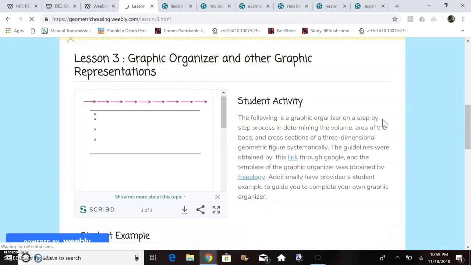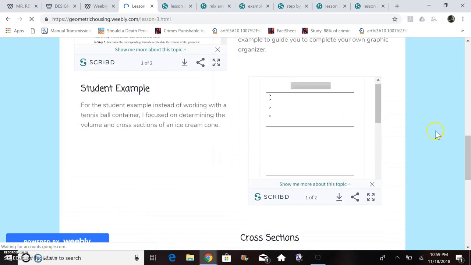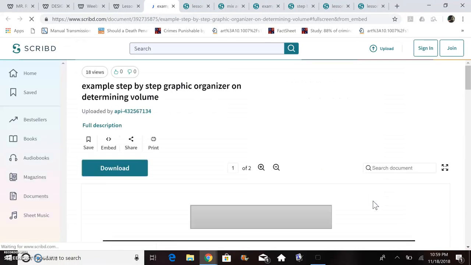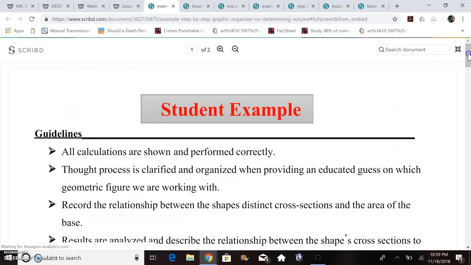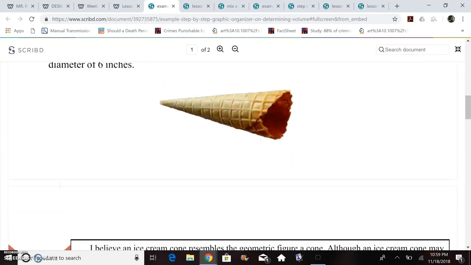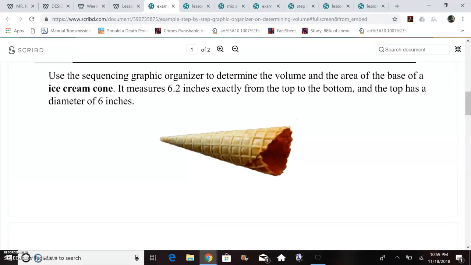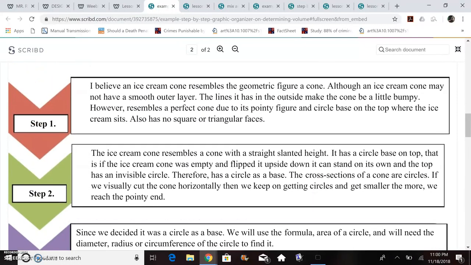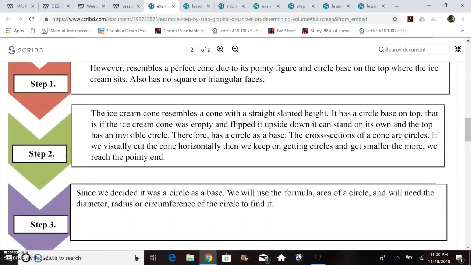Now let's briefly look at lesson number 3. This is a graphic organizer. It is a sequencing graphic organizer because they are required to find the volume, the area of the base, the cross sections, and look at any similarities they have. For example, here, I did an example of an ice cream cone. First, what does this object resemble? It resembles a perfect cone.